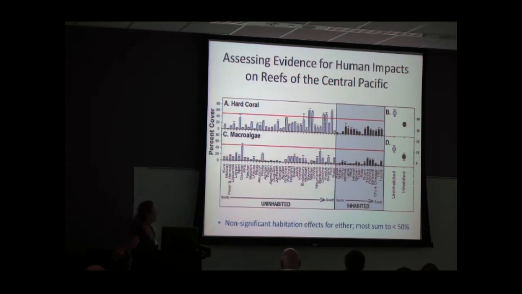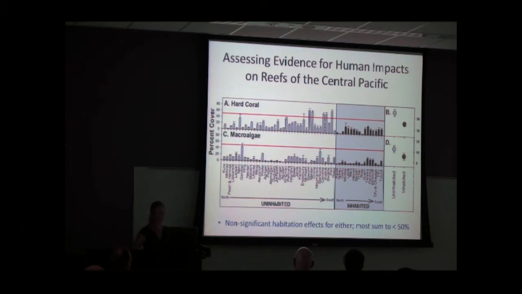So to look at the data, first looking at coral cover and macroalgal cover, we see variability. Basically we have all of the islands, the uninhabited here, the inhabited in gray, and they're oriented from north to south, so across latitude. We see coral cover is variable, macroalgal cover is variable. There appears to be a habitation effect on coral cover, but actually after you take into account latitude and archipelago, this difference is not significant. And there's also no significant difference in macroalgal cover across inhabited and uninhabited islands.